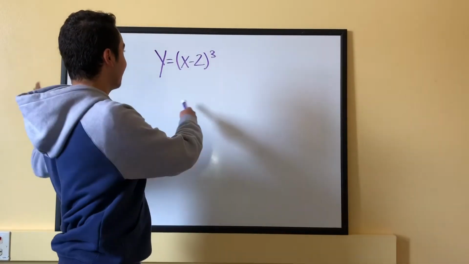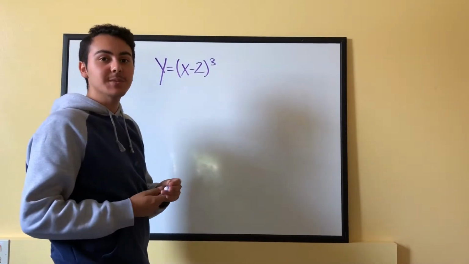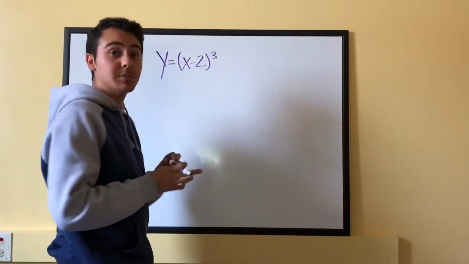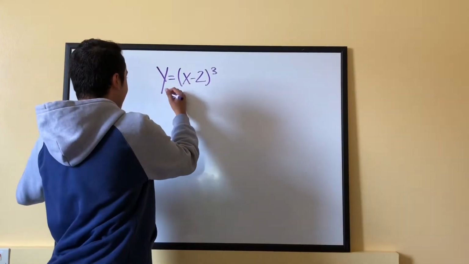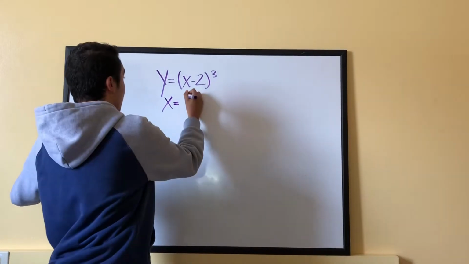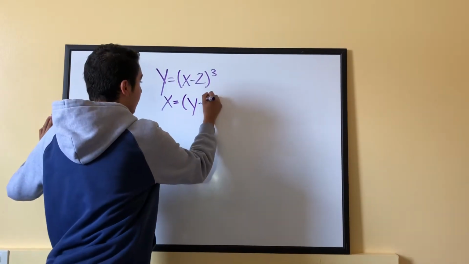So hello guys, on to the next problem, which I will be doing: y equals (x minus 2) cubed. And what we're trying to do is the same as the last problem, so we're trying to get x by itself, so it will be x equals (y minus 2) cubed.